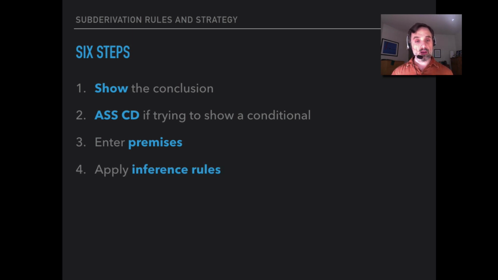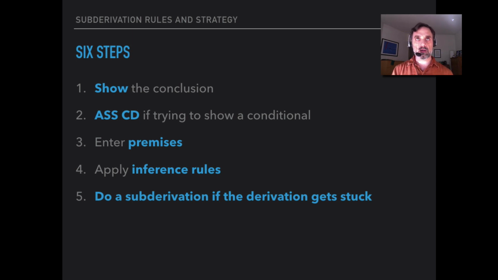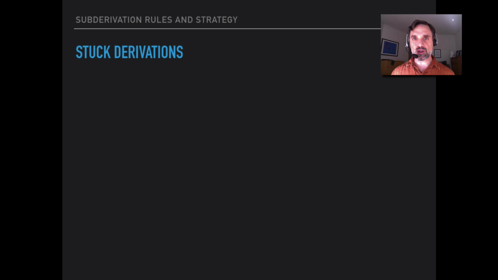And then the derivation might get stuck. It may be that there are not any fruitful inference rule applications to make. And it's not that you can't find them, it's that there aren't any. And if the derivation is stuck in that sense, then you would do a subderivation. And then at some point you'll end up boxing and canceling. So we're really going to focus on this line 5 in this video. What subderivation should I do when the derivation is stuck, and what do I mean by a stuck derivation anyway?